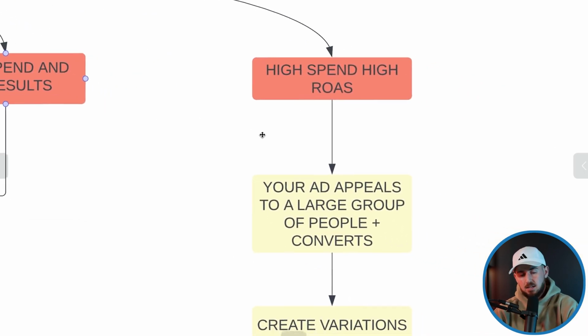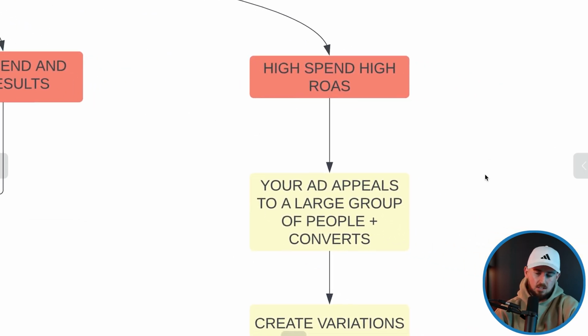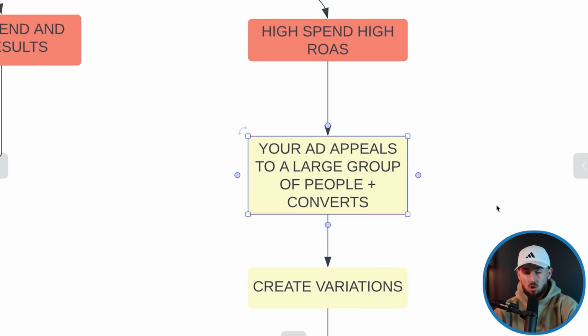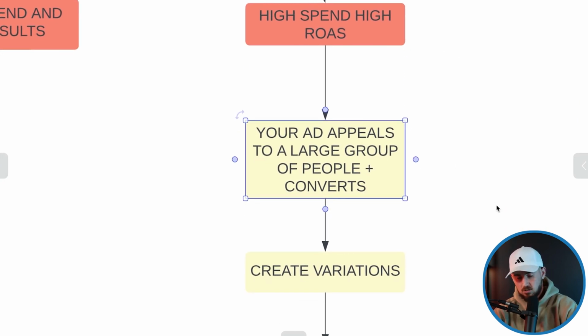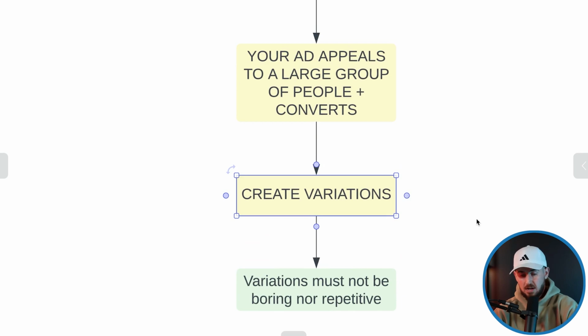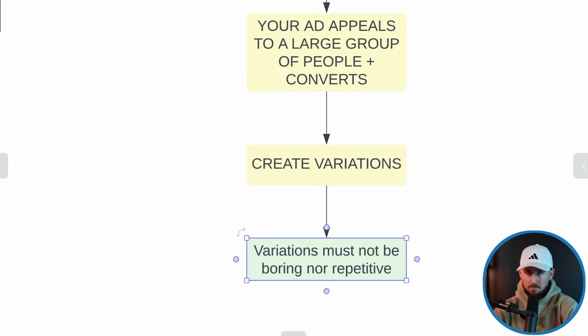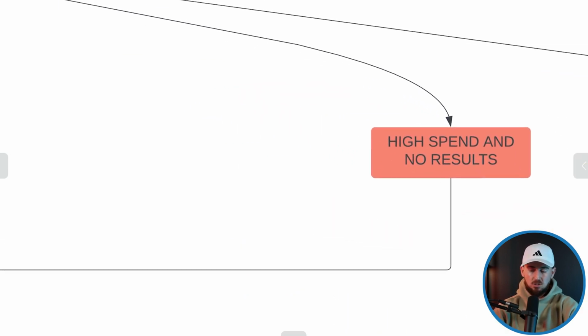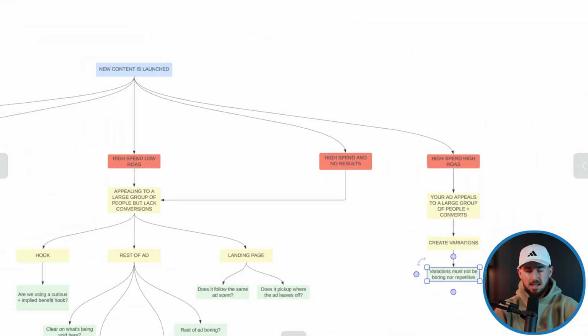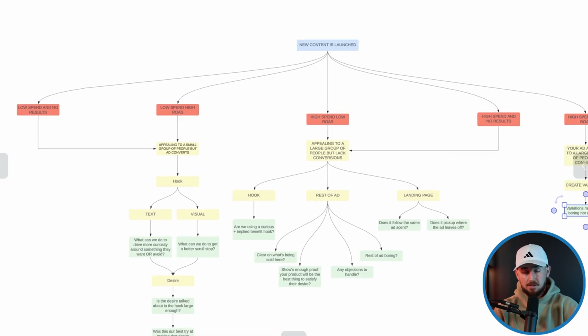Now, next thing is high spend, high ROAS. Basically that just means your ad appeals to a large group of people plus converts. So the next thing you want to do is create variations. Variations must not be boring nor repetitive. If you go on the YouTube channel, I think I have a top 20 ads from 2023. That's a great example right there.